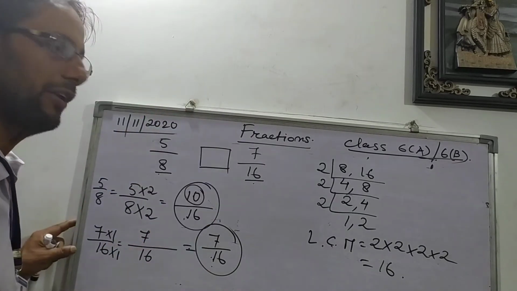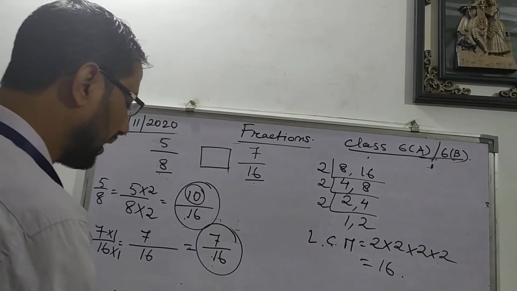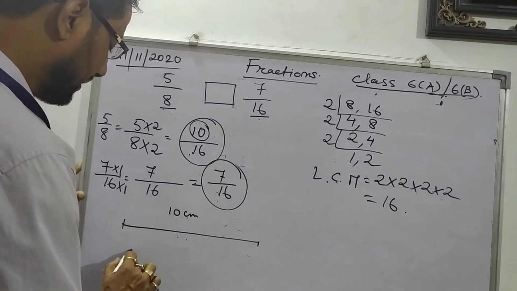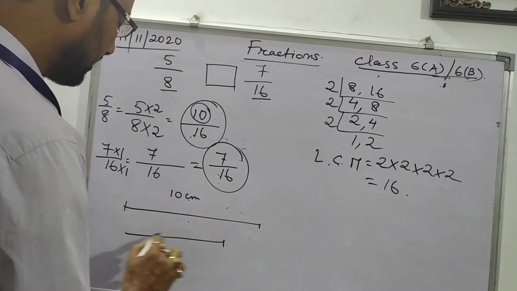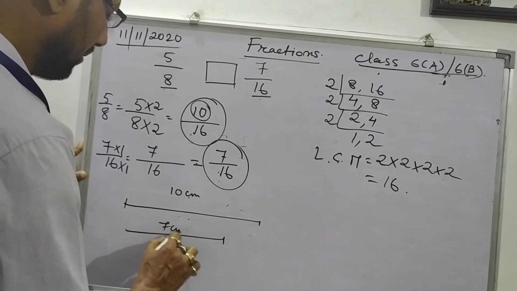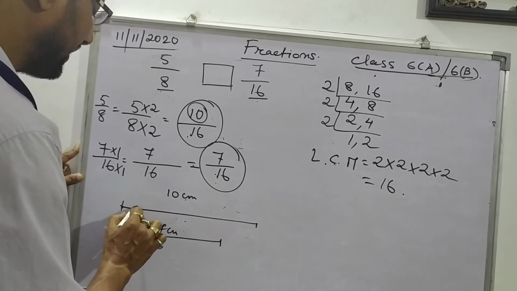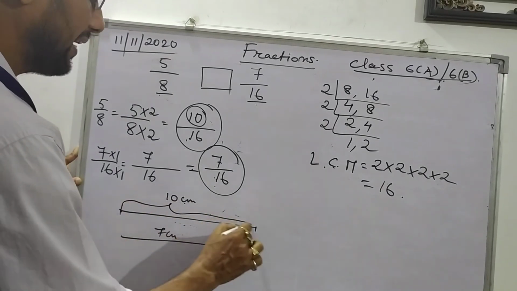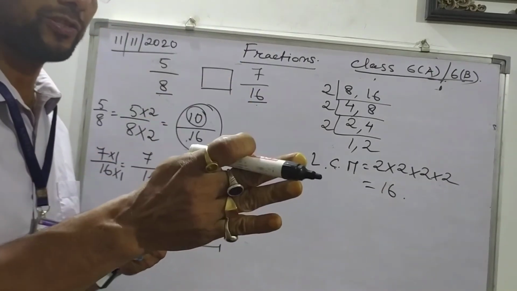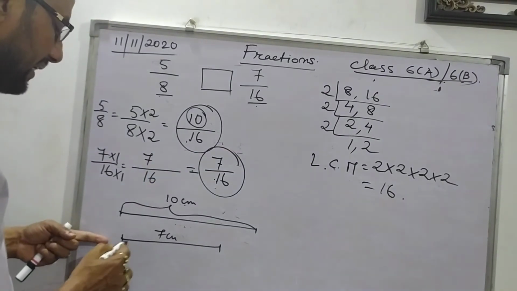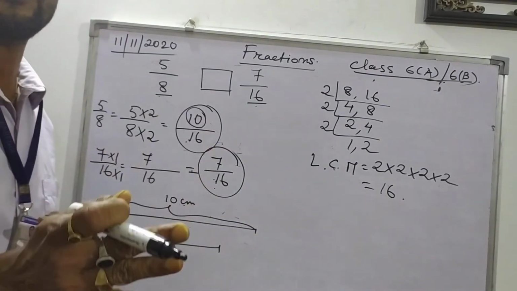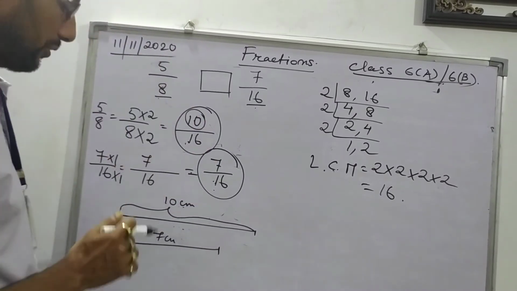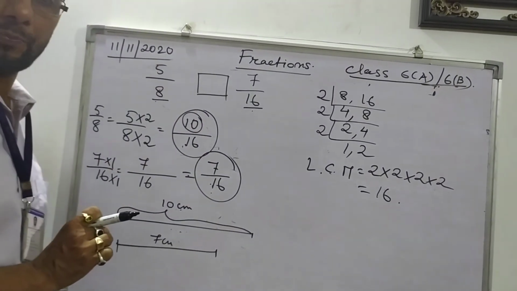Now suppose, let me give you an example, students. Suppose this is a line of 10 centimeter and this is a line of 7 centimeter. Now if you divide this line in 16 equal parts, now think where you will get the larger part. Students, here I will get the larger part.